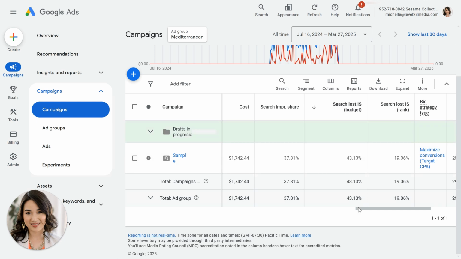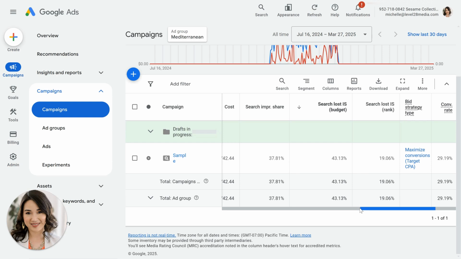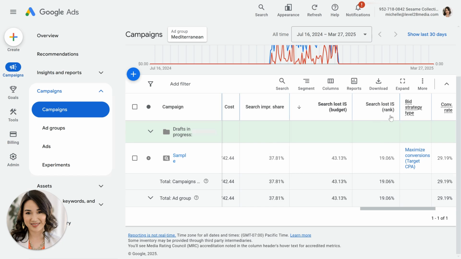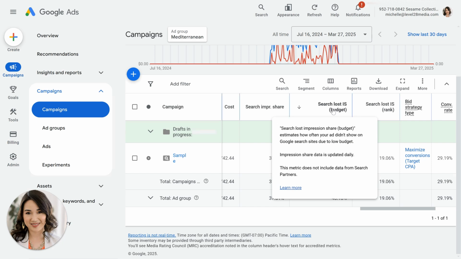Well, there are two other metrics here that we're looking at. One has to do with budget and the other has to do with rank. So how do we capture more impression share? We could increase the budget on our ad campaign, or we can improve our ad rank so that we can capture more searches and win more auctions that way. Let's focus on search impression share loss to budget.